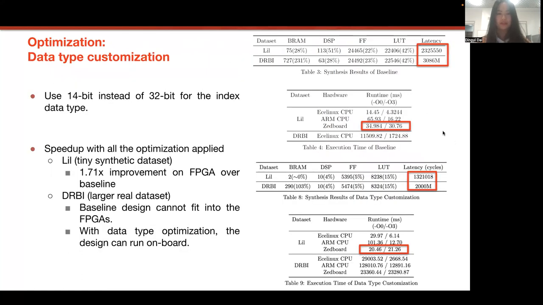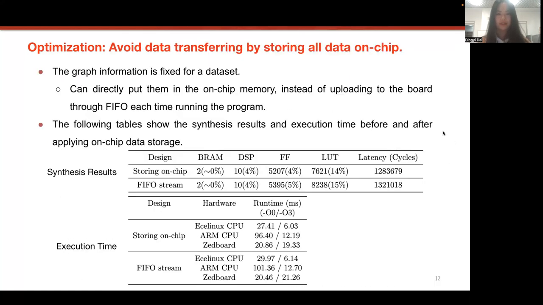And one thing to notice here is that these results were on the tiny toy example. If we try to apply this on a larger data set, it will affect the bitstream generation process, so that the generation will take forever. So yeah, we didn't actually use this in our final design.